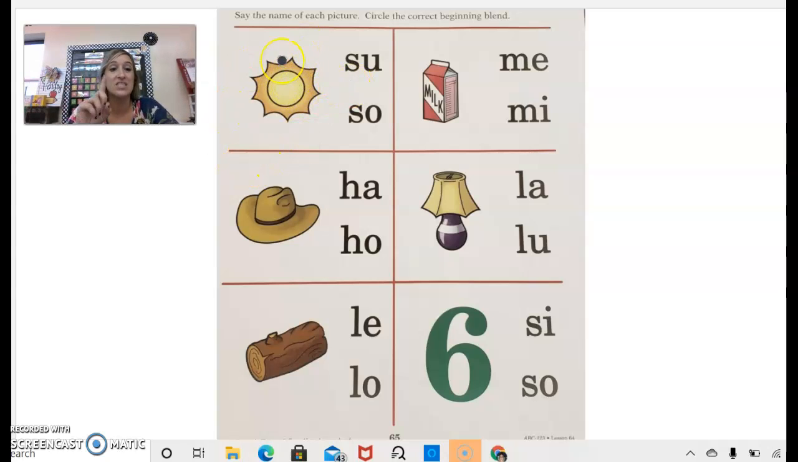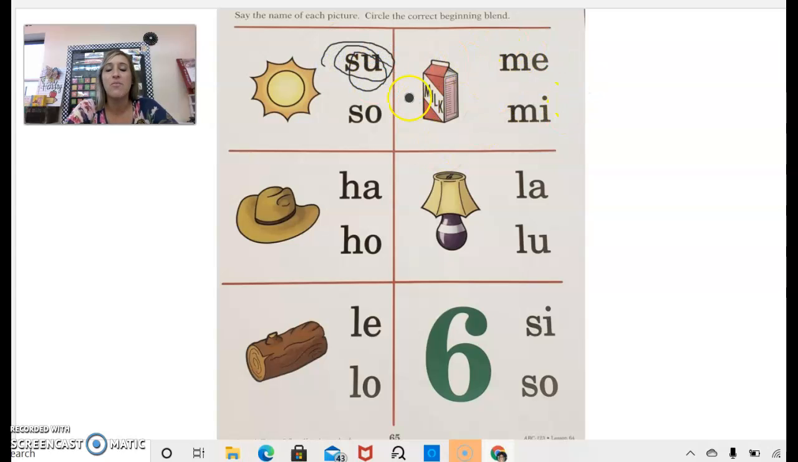This is a picture of a sun. All right, so let's look for the blend that says sa. Saw. Which one says saw for sun? Right, this one. Let's give it a big circle.